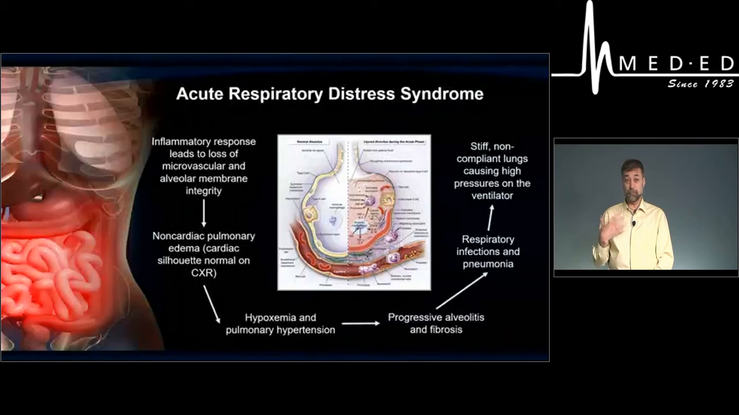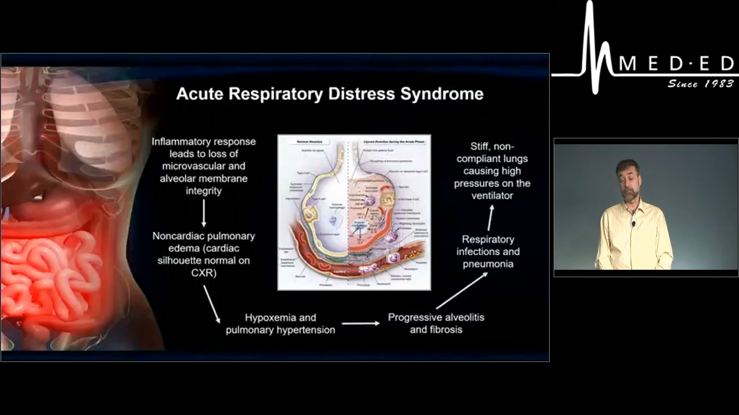And the patient's going to get fluid in the lungs. Now, note that this is not a heart failure. I know heart failure causes fluid in the lungs, but these patients, their heart may be perfectly healthy, but the inflammatory mediators are causing fluid to build up in the lungs. As that fluid builds up, they become hypoxemic and they can develop a pulmonary hypertension. Now, as the fluid accumulates in the lungs and the inflammatory mediators are active in the alveoli, they begin to damage the alveolar surface, and the patient develops alveolitis.